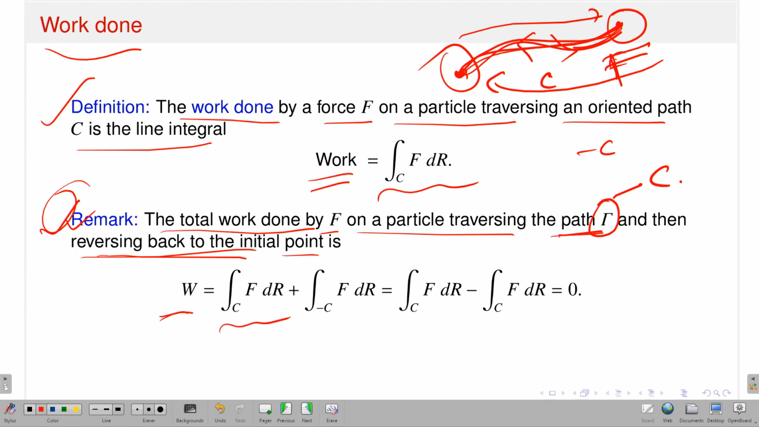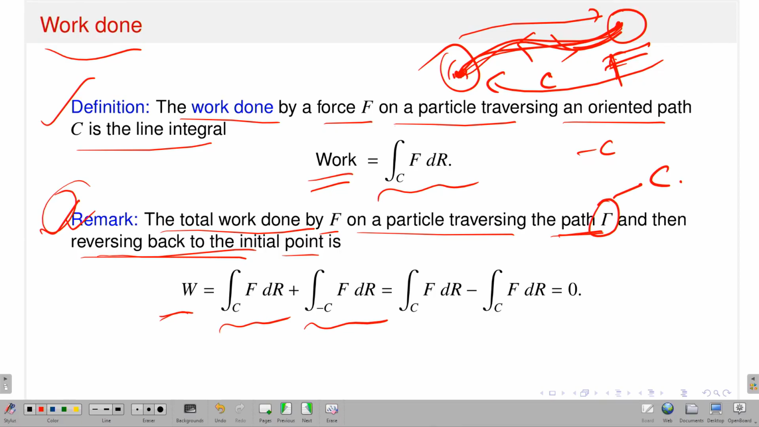First you have to calculate the vector line integral of capital F over C, and then plus the vector line integral of capital F over minus C, right? So I am in a path gamma or C, going from this point to the end point of this curve, whatever it is, and then coming back. So the total work done is the vector line integral of capital F over C plus the vector line integral of capital F over minus C.